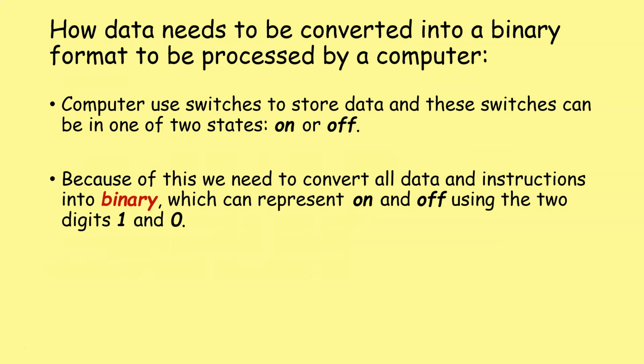How does data need to be converted into a binary format to be processed by a computer? Well, computers use switches to store data, and these switches can be in one of two states, on or off. Because of this, we need to convert all data and instructions into binary, which can represent on and off using the two digits 1 and 0.